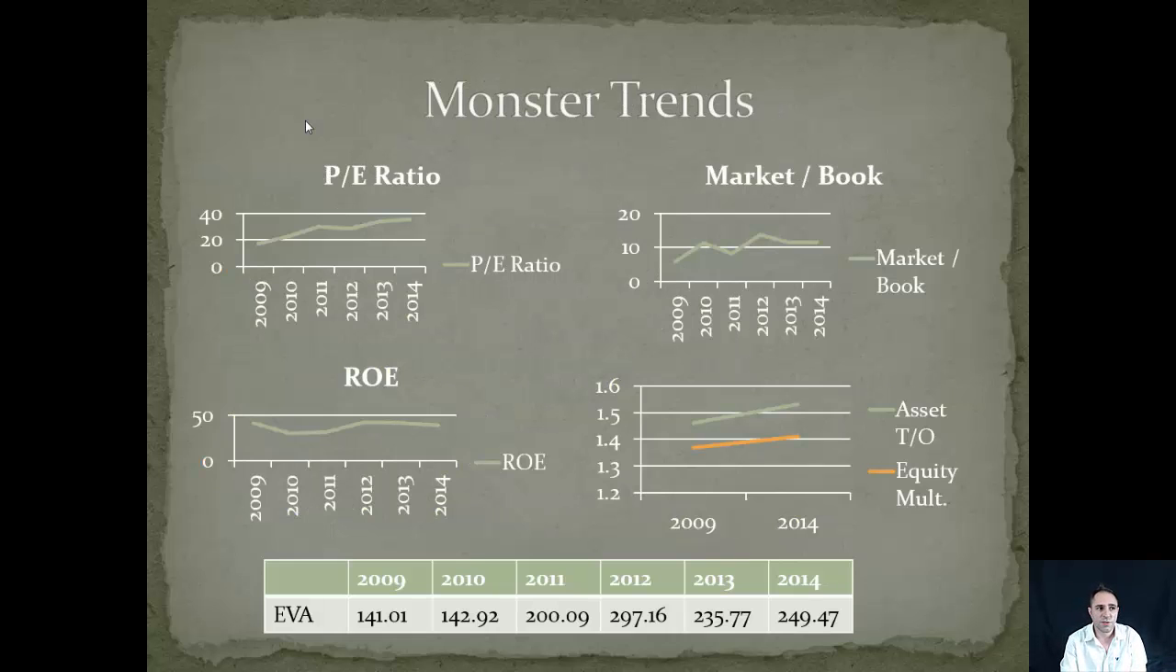The trends for Monster, with the news set aside, is the P/E ratio has gone up since 2009, and an increase in market to book since 2009. Return on equity has stayed somewhat constant, but it actually is showing a potential decline in 2014. But one thing that I found very good for Monster is that it's increased its asset turnover in the past 5 years, and it's increased its equity multiplier. So it's utilized leverage to its benefit.